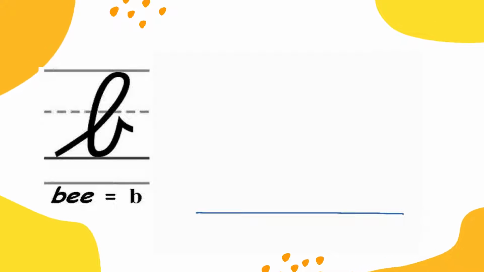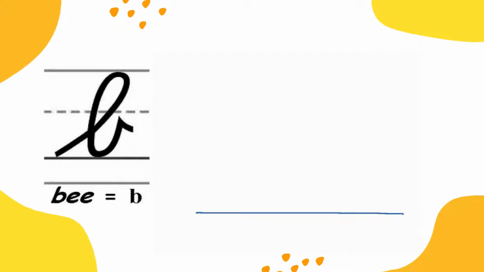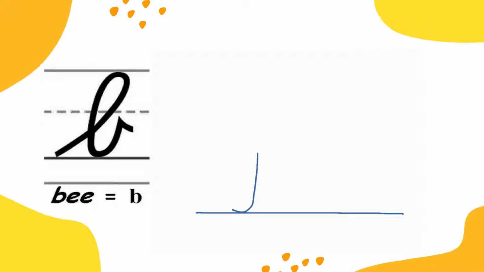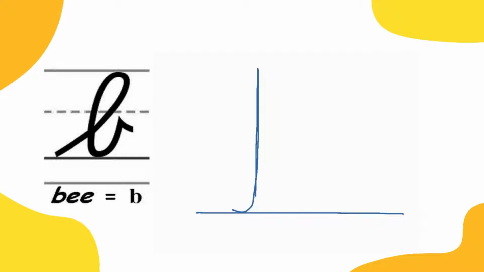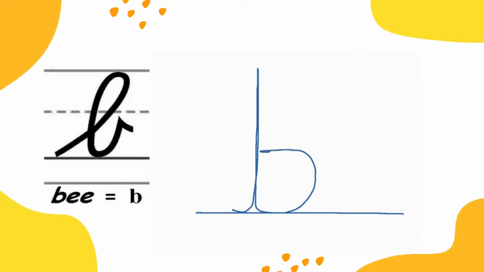Can you draw a B like me? Straight up, back down, around, and out.